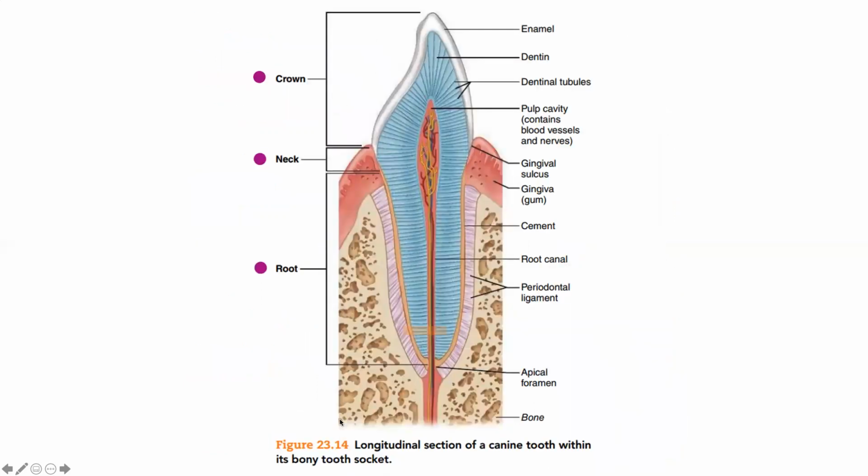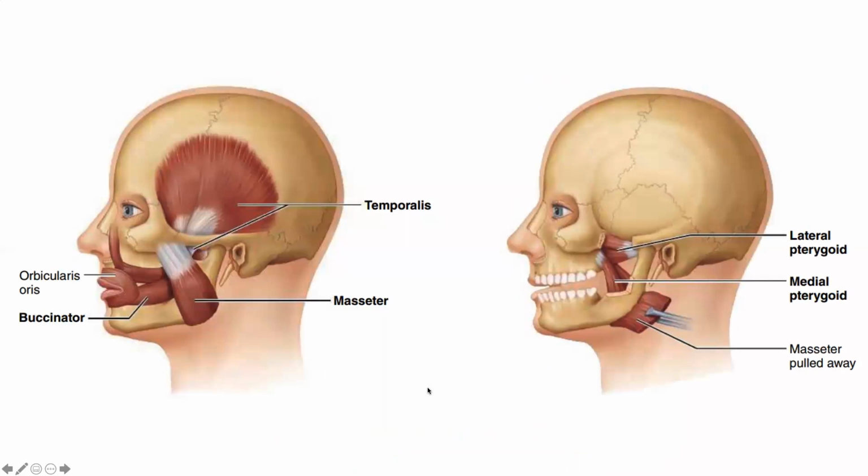So this is the longitudinal section of a tooth, which is embedded in the mandible. The portion we can see, which we brush, is called the crown. In the gingiva, it is called the neck, and the portion of the tooth which is inside the mandible bone is called the root. And here, to show you again, the muscles of mastication, which include temporalis, masseter, and medial and lateral pterygoid muscles.